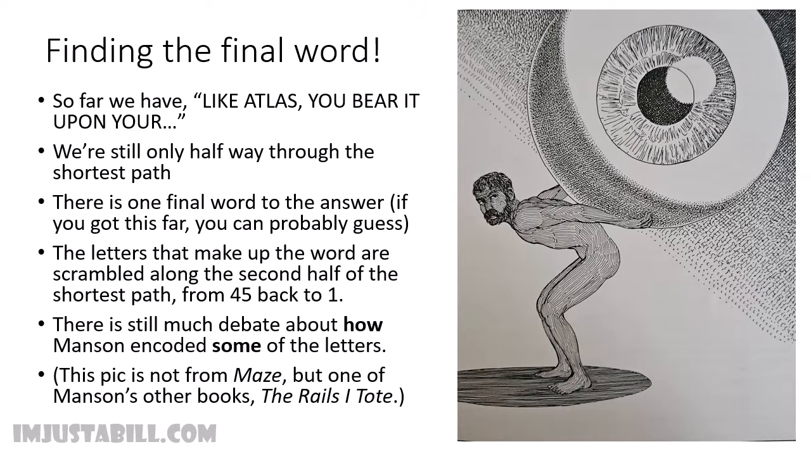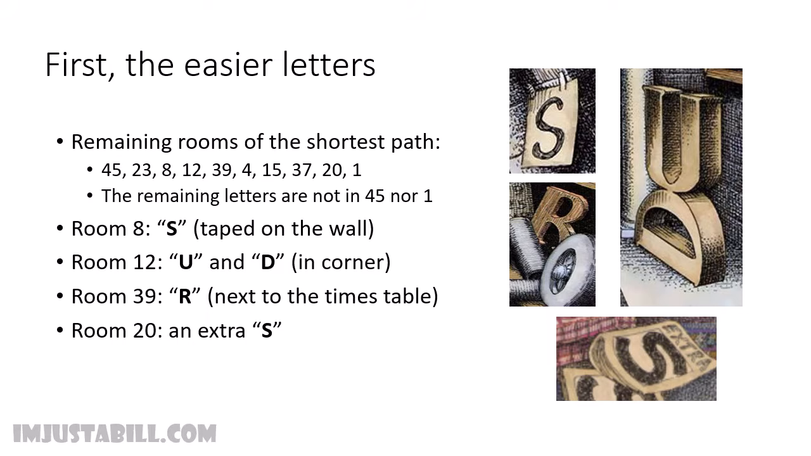Otherwise, let's move on. Let's do the easier letters first, the letters that there doesn't seem to be much of any debate about. So the remaining rooms of the shortest path, we go from 45 to 23 and so on, all the way back to 1. As I said, the remaining letters are not in room 45. They're also not in 1. We used room 1 to get the initial word of the riddle solution. And, again, nothing in 45. So we're going to look at the remaining rooms.